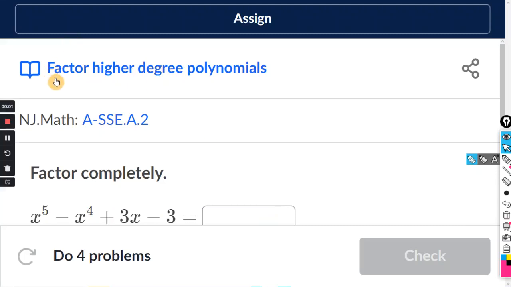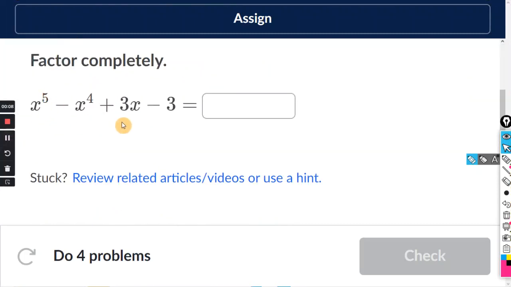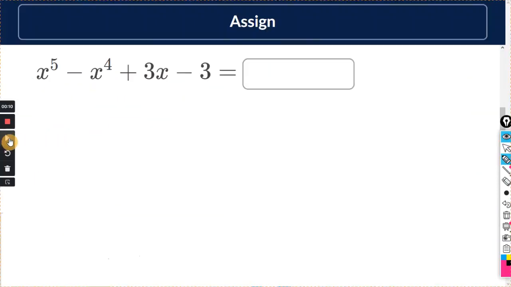This will be for the exercise, factor higher degree polynomials. All right, so they want us to factor this completely. So basically we have 4 terms here, and we want to group them into 2 binomials, okay? Since I have a plus sign in the middle, I am going to do these 2 right here and these 2 right here. I'm going to factor those separately, okay?